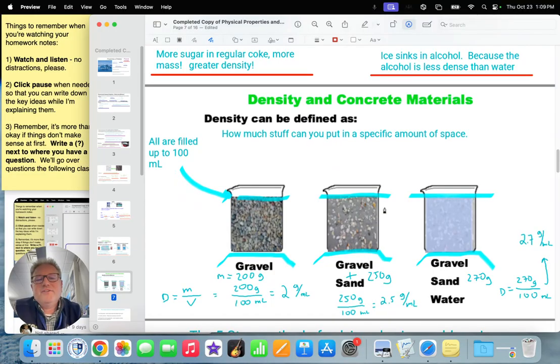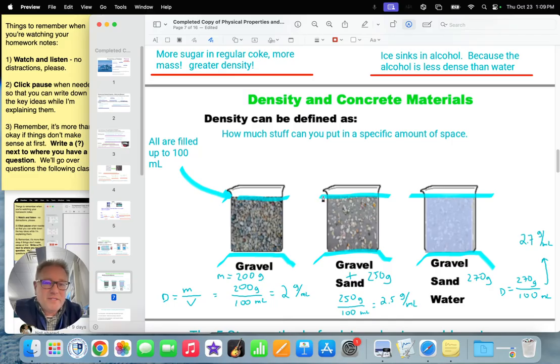We can think of it in terms of 3 imaginary scenarios. Imagine we have 3 beakers. I used to do this as a demo, but I think you can get it from these note pages here. And imagine we fill all of them up. The first one we fill with just gravel, up to 100 milliliters of space. So the gravel is taking up this amount of space.